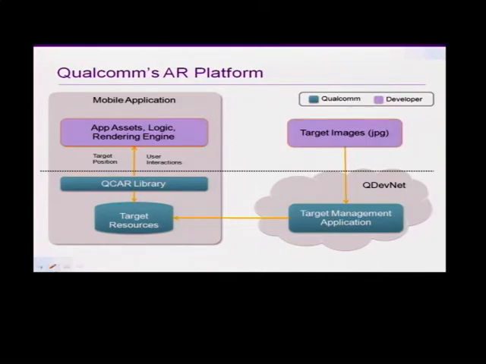We have the QCar library, which is basically our SDK, the QCar SDK, which is a mobile library runtime, and is the piece on which the developers will interface on their app. It's going to be exposing the core APIs for the developers. And then the second piece is the target management system or target management application, which is a web portal where developers can upload the image file of the targets that they want to use for their app. And from there, they can download a resource package that they will bundle in their application.